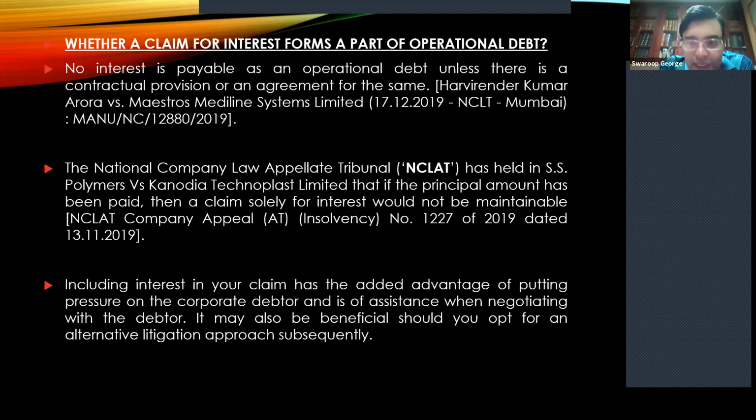Now, another issue with regard to interest comes in the case that the NCLAT has held that if the principal amount has been paid, and you're only making a claim for interest, then the same would not be maintainable. Of course, if you have a principal amount, then you can always claim interest along with it, and it's advisable as well for two reasons. Firstly, in section 9 petitions, a number of times the corporate debtor will come and negotiate with you. In such a case, having the claim for interest as well will be a boon in your negotiation. Another aspect is, even if your section 9 case is dismissed, you're always free to pursue other remedies like suits or arbitration or under the MSME Act, whichever is applicable.